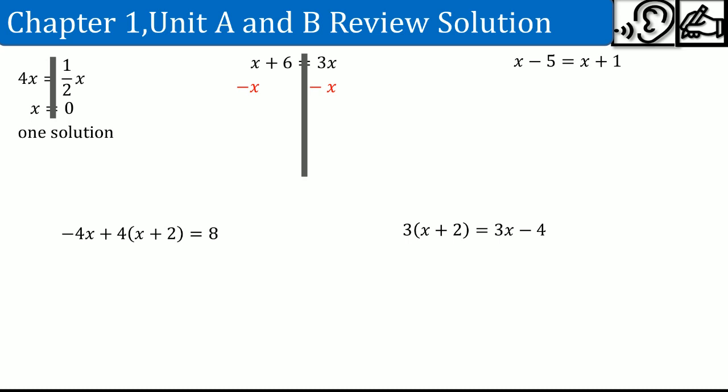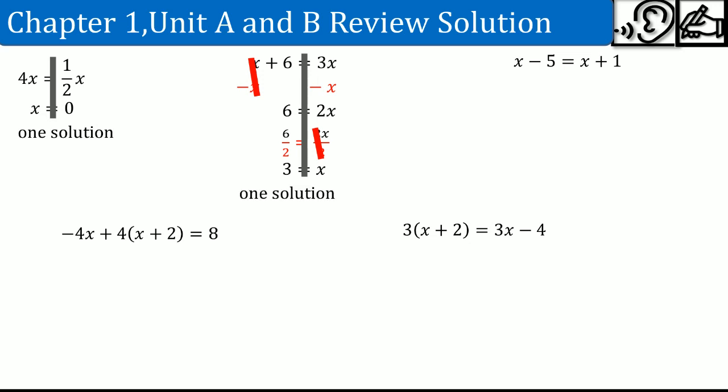Okay. The next one, x plus 6 equals 3x. Rewrite the equation, subtract x from both sides because you want one variable. That should cancel out. You get 6 equals 2x. 3x minus x becomes 2x. Now, you want the x alone, so you're going to divide by 2. You're going to get 3 equals x. So this one is also going to be one solution.